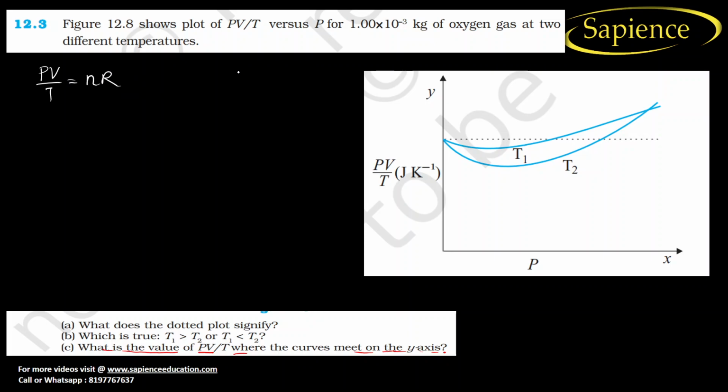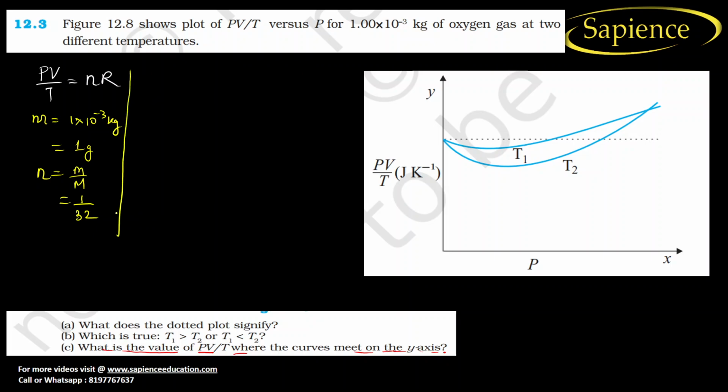So what is the number of moles here? Since they have already given the mass of the gas, the mass of the oxygen gas is 1 into 10 to the power minus 3 kg, so we can also take it as 1 gram. So mass is 1 gram, and the number of moles is equal to mass by molecular mass. So this is equal to 1 by 32 moles. So basically we got the number of moles.